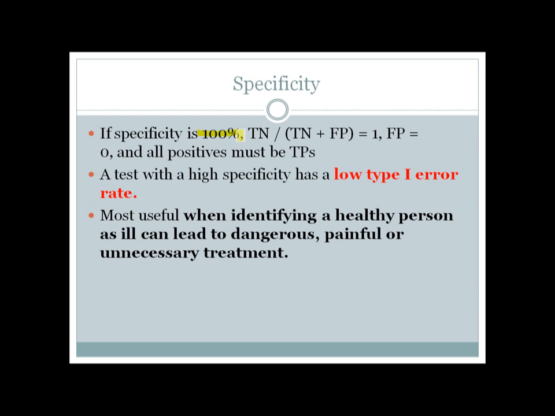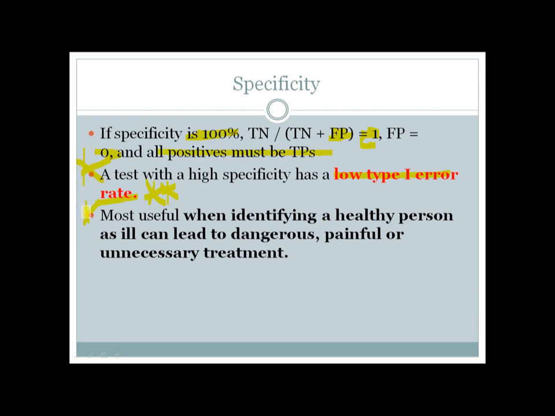And if specificity is 100%, the false positives should be 0, because all positives must be true positives for this equation to be 1 or 100%. And a test with a high specificity has a low type 1 error rate. You might want to note that down. I will discuss it later.